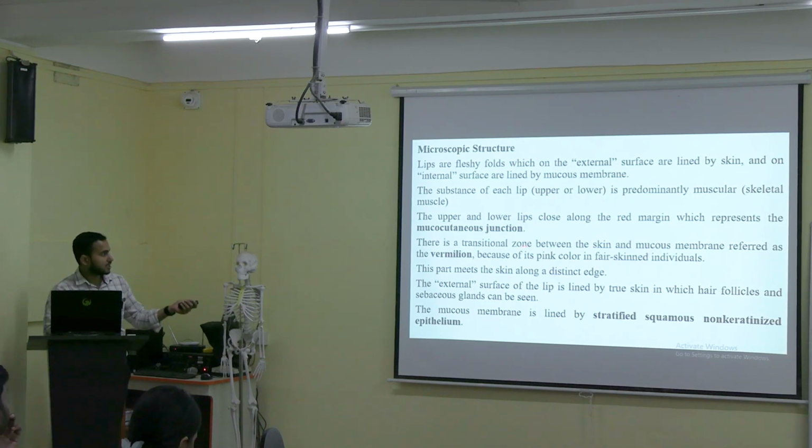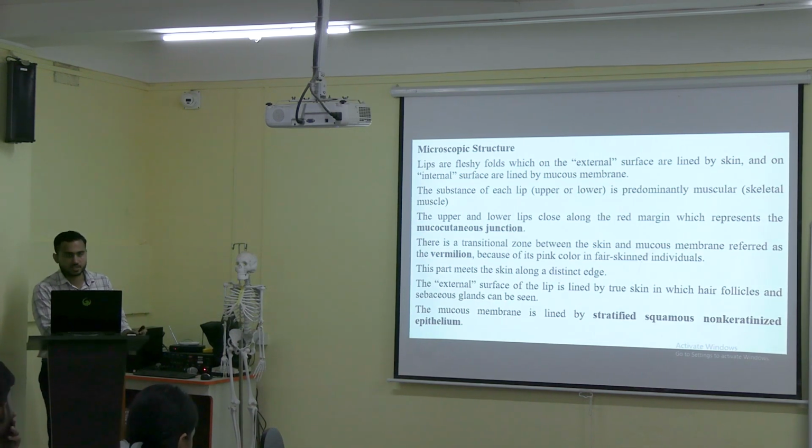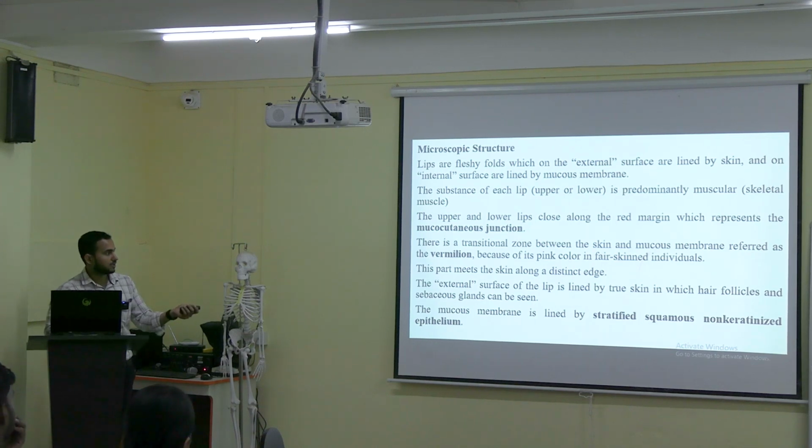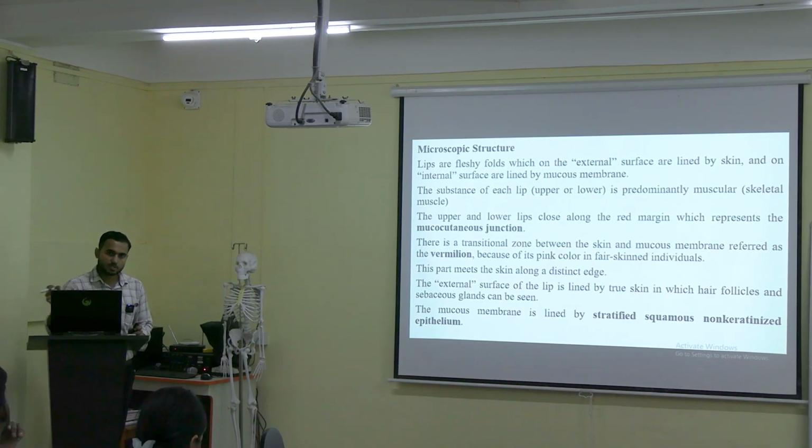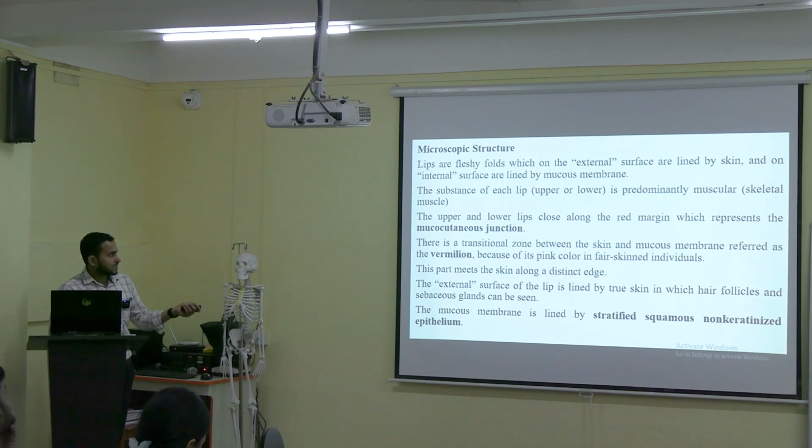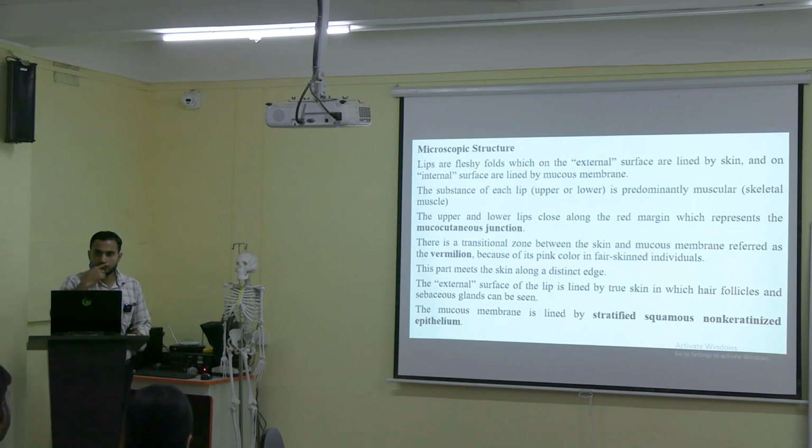Now there is a transitional zone between the skin and the mucous membrane, called the Vermilion. In a fair person, you can see it is pink or red in color. This varies from person to person, depending on the color of the skin. Next, the part meets the skin along a distinct edge. The external surface of the lip is lined by true skin. This part is lined by true skin. In true skin, you can see all the features of the skin. For example, hair follicle, sebaceous gland, all those things can be seen.